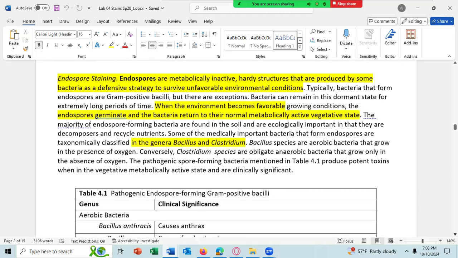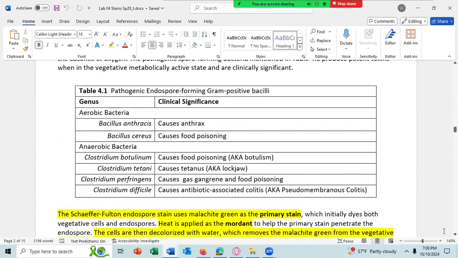All right, this table is showing you some of the pathogenic endospore forming gram-positive bacilli, members of the genus Bacillus and members of the genus Clostridium. Any question about any of that? You will need this table for answering some of the questions in the lab today.